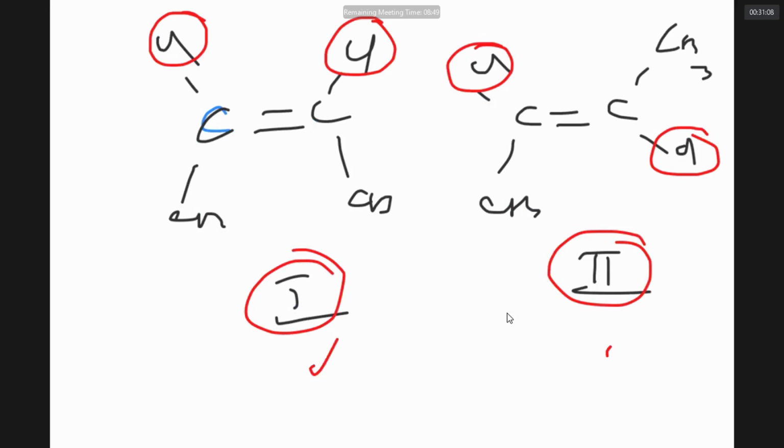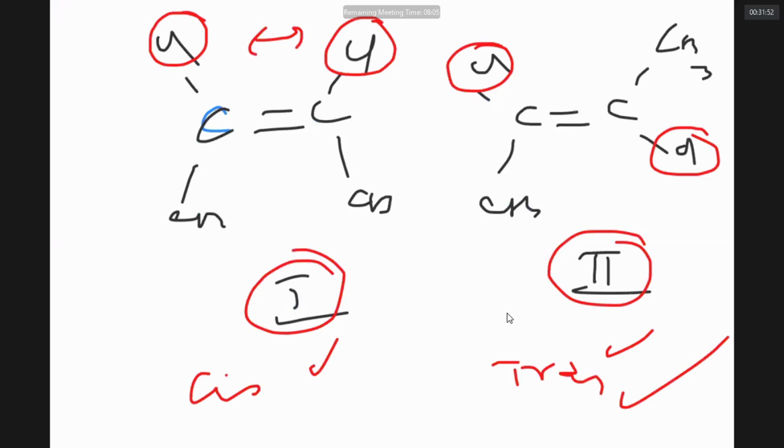Out of 1 and 2, which one do you think is more stable? Definitely 2 is more stable because the repulsion between like groups is minimum. They are as far away as possible. In 1, bulkier methyl groups are very close and they are likely to repel. This is called cis 2,3-dichloro-2-butene. It is called trans 2,3-dichloro-2-butene.